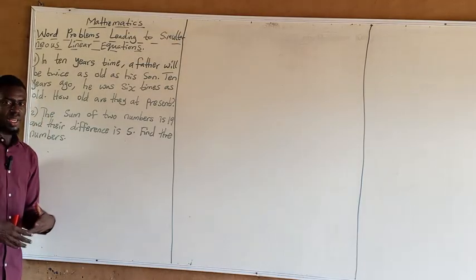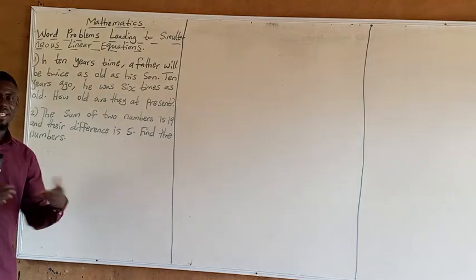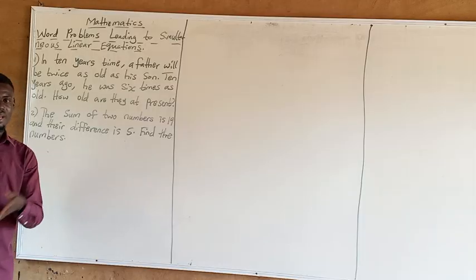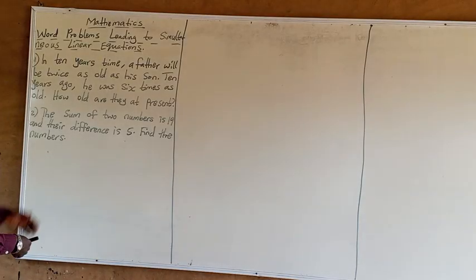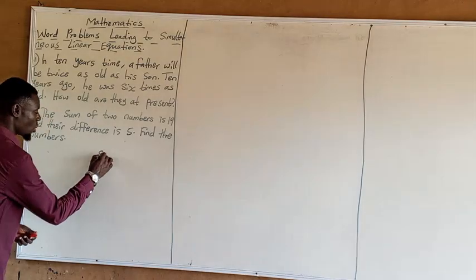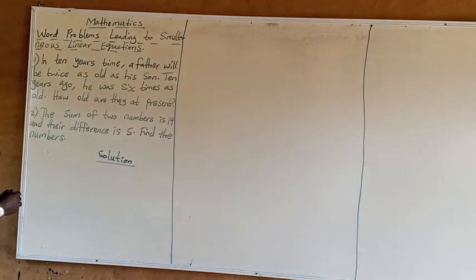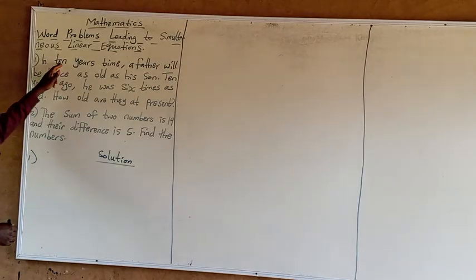So how do we see a word problem? A word problem is like life problems, what we are passing through. How do we relate it to mathematics? So we'll get started. There are two questions here, the first question and the second question. So let us solve it one by one. We'll write the solution. Now, let's go to number one. In number one, we said, in 10 years' time.